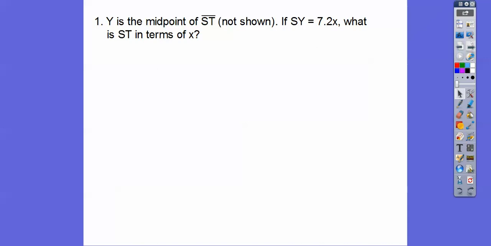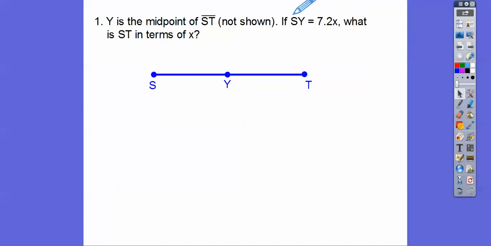Segment ST is not shown, so we'll draw it, you guys. I love pictures. Okay, here that is right there. There's a Y right there in the middle. Here's Y being the midpoint of this segment ST. Now if it's the midpoint, then this piece equals this piece. So that's what midpoint does, cuts it into two equal pieces.